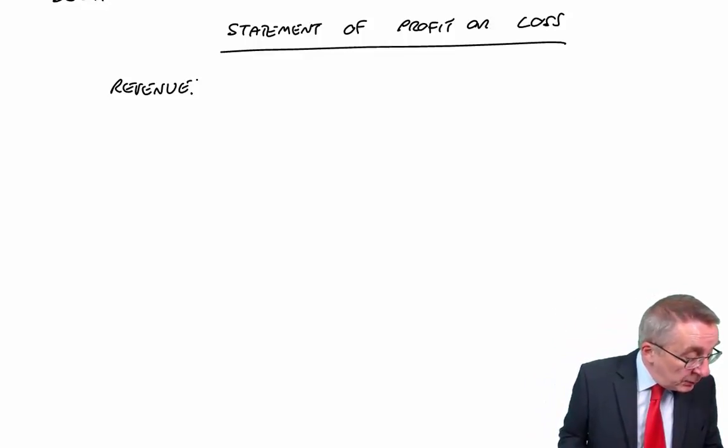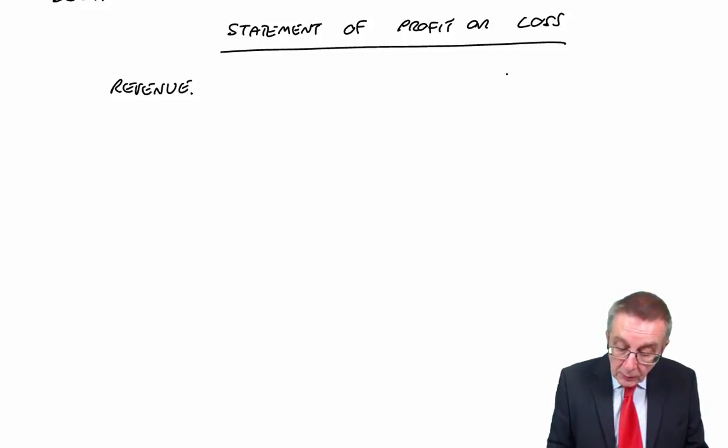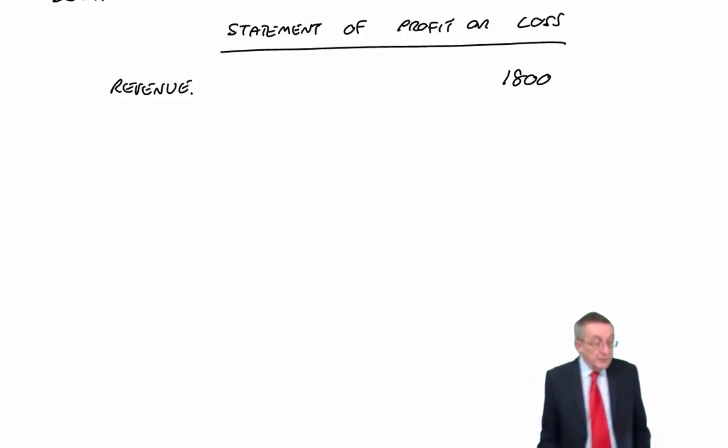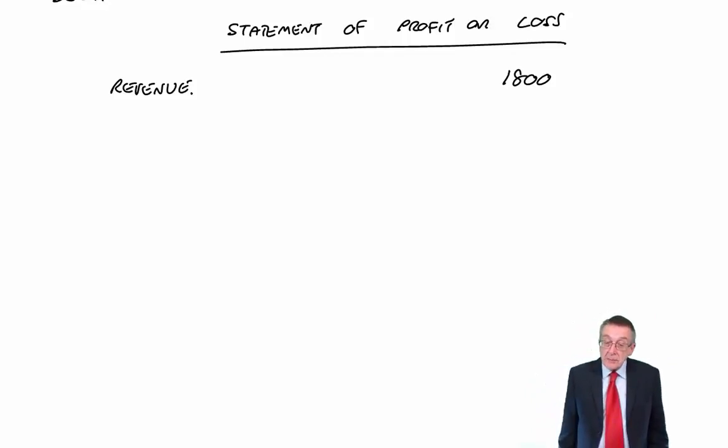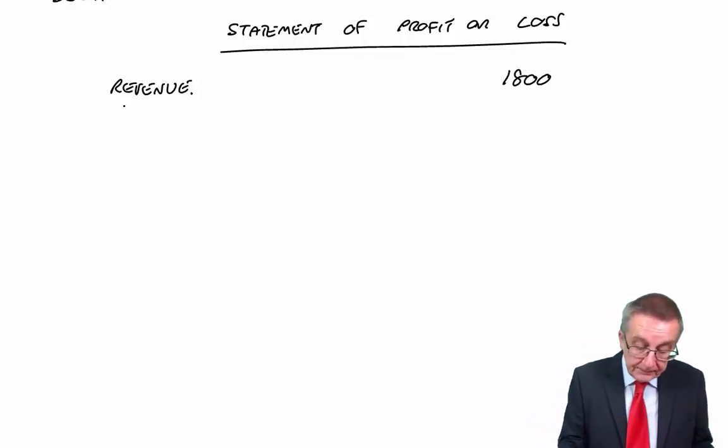But revenue, 1, 2, 3, 4, 5, it's 6 lines down. The revenue is 1,800. We've just read through those notes. None of them affected revenue. So there's an easy little bit, 1,800. Off of that we subtract the cost of sales.